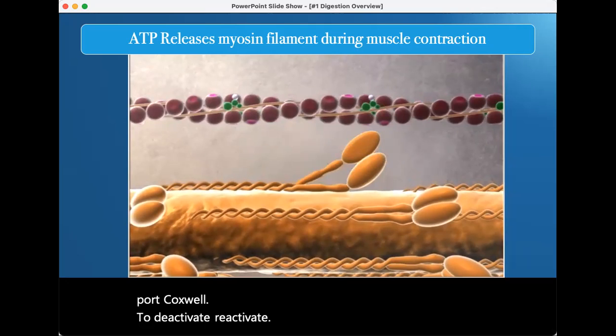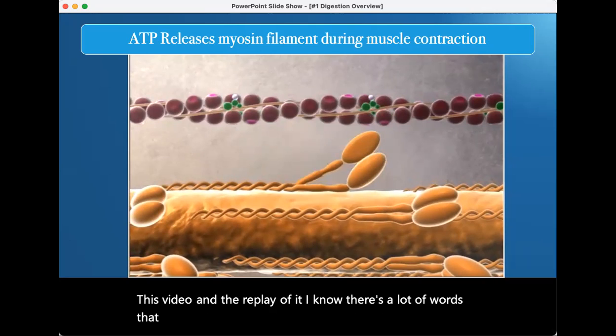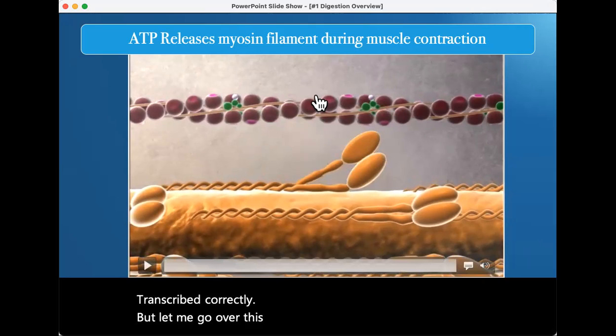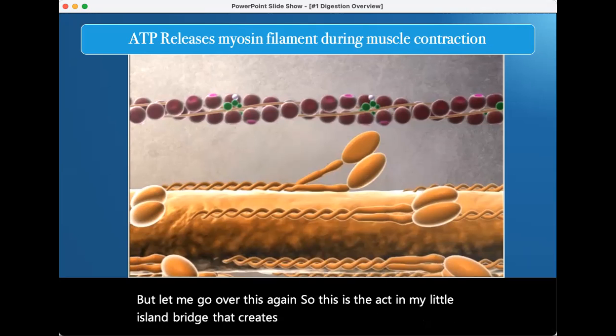Okay, as I'm watching this video and the replay of it, I know there's a lot of words that are not being transcribed correctly. But let me go over this again. So this is the actin-myosin bridge that creates this muscle contraction.